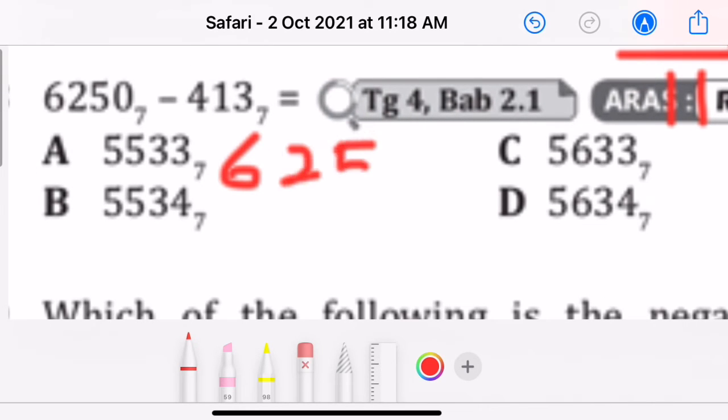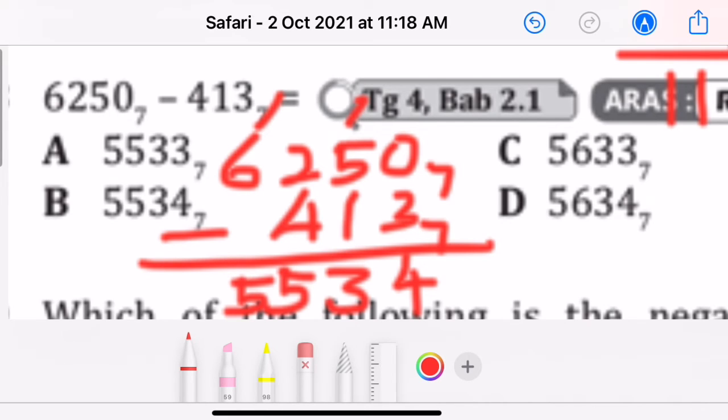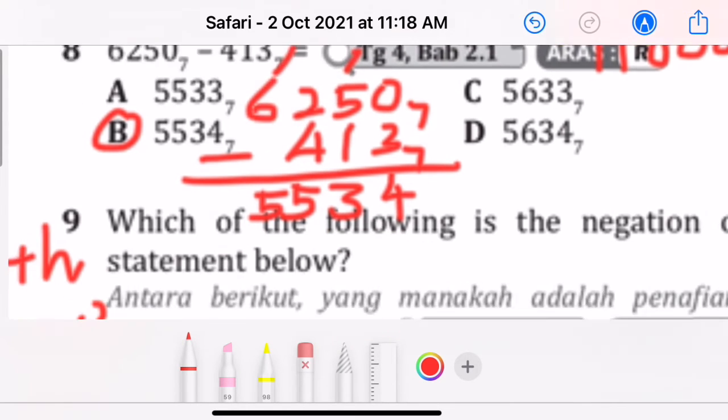Okay, question number 8 is base 7, so it's easy. Subtract in base 7. If you borrow, you get 7. 7 minus 3 is 4. This one is 4 minus 1 is 3. Okay, this one borrow, get 7. 7 plus 2 is 9. 9 minus 4 is 5. This one left 5. So 5, 5, 3, 4 base 7. This is the right answer. Alright, base numbers are easy.